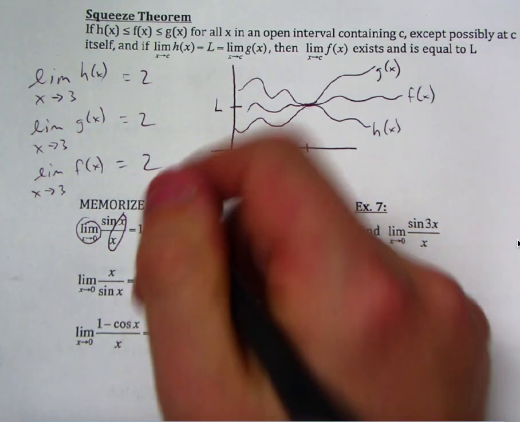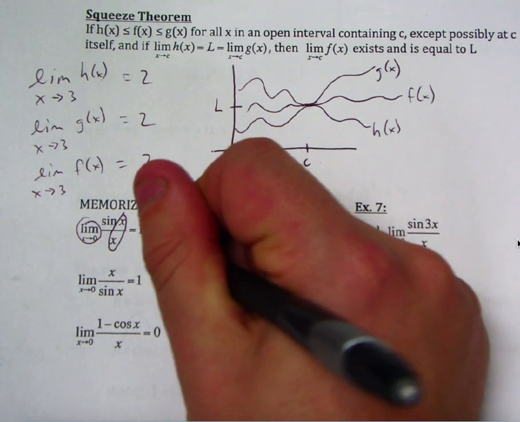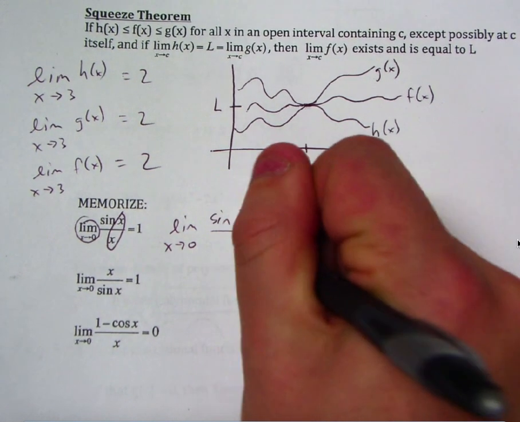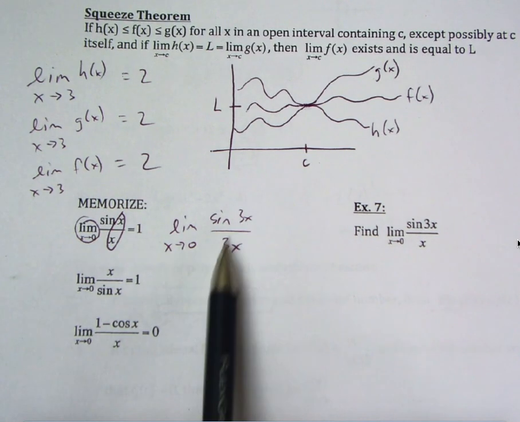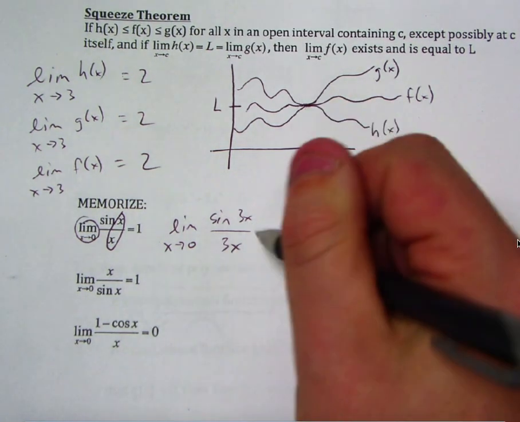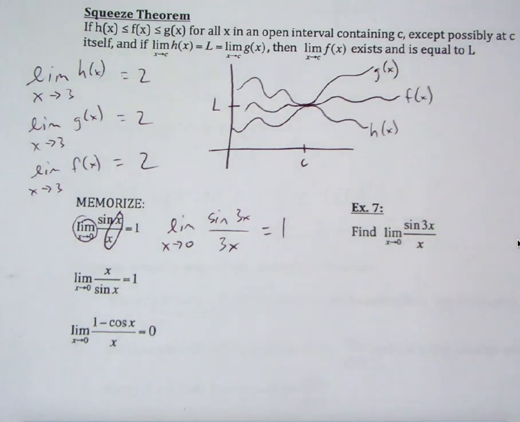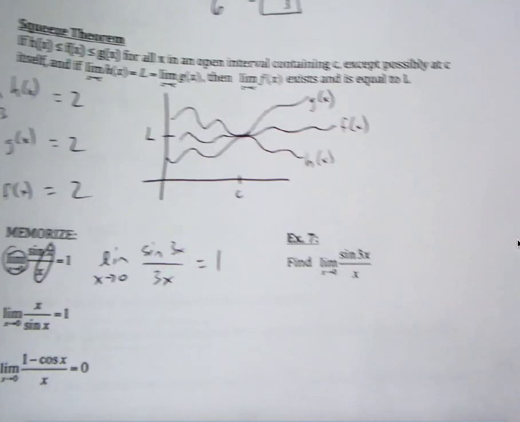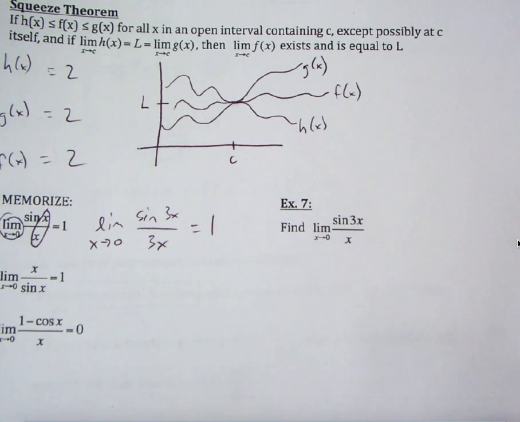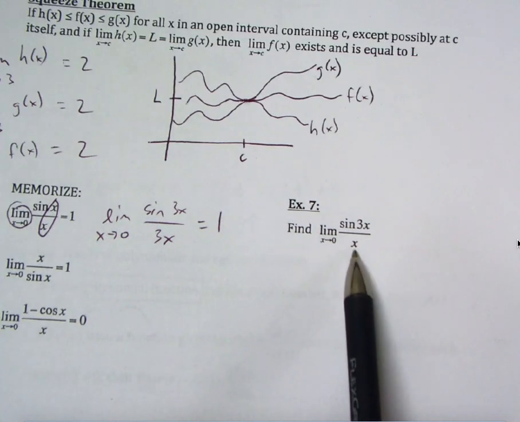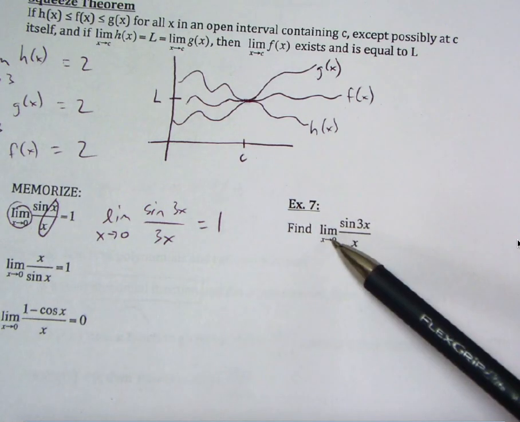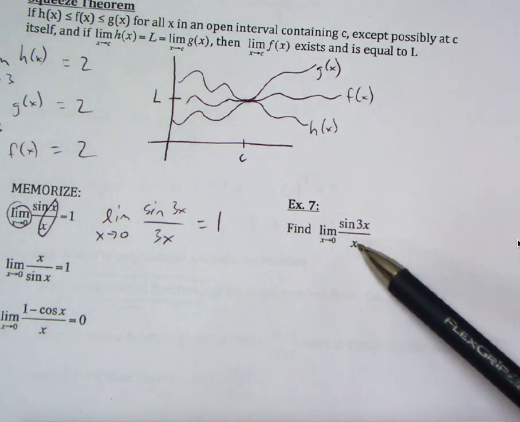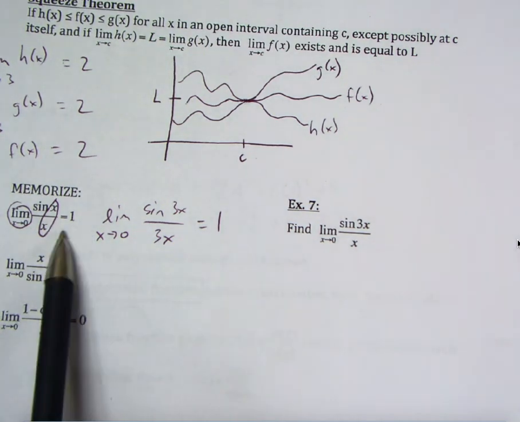Here's what I mean by that. If I also have the limit as x approaches 0 of sine of 3x over 3x, so if these two quantities are equal, then it's going to equal 1. All right. That comes in helpful in our last example right here. Find the limit of sine of 3x over x as x approaches 0. I tried direct substitution, and I get sine of 0 over 0, so indeterminate form. But now I can apply this over here.